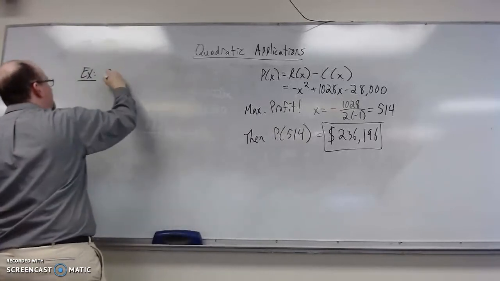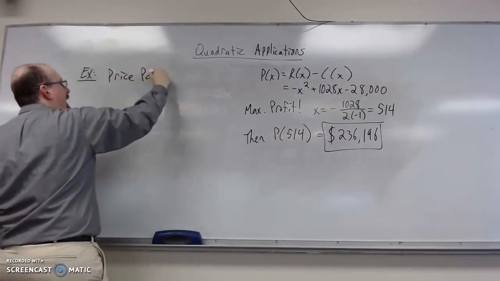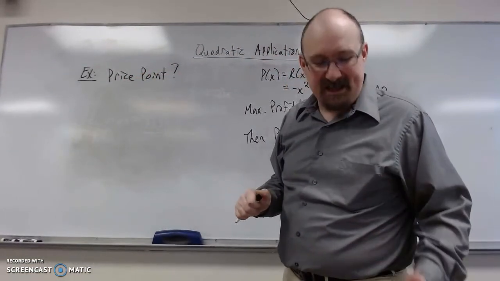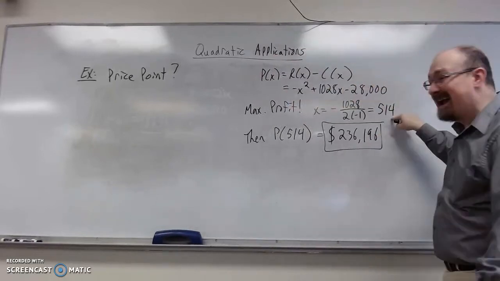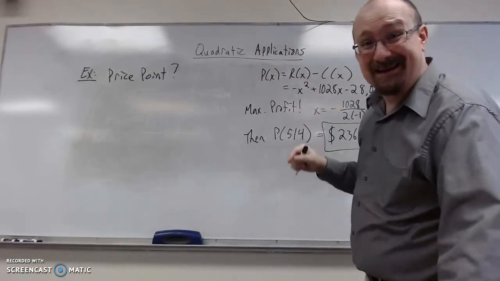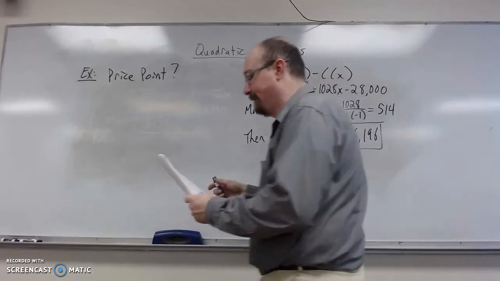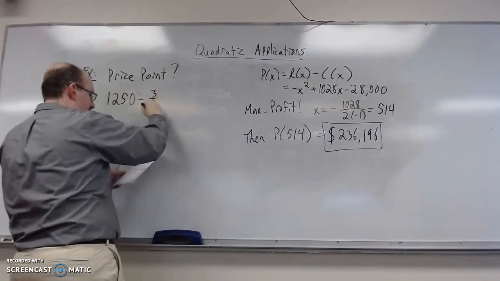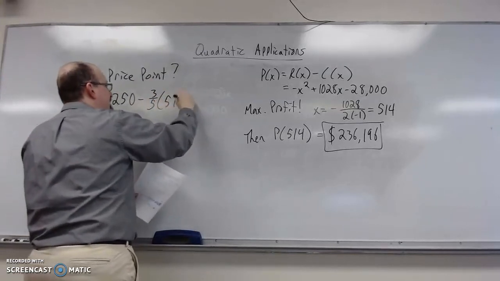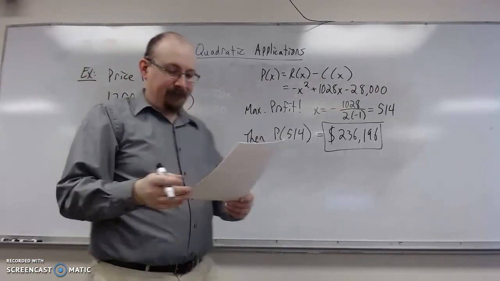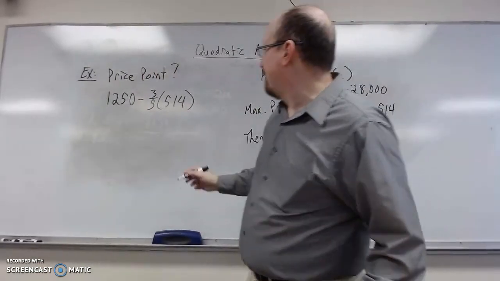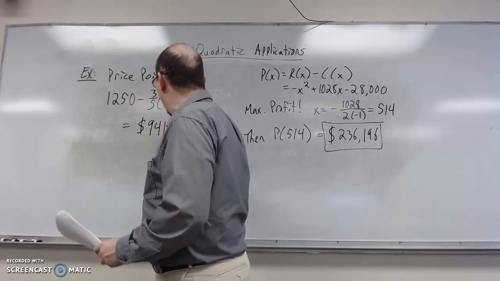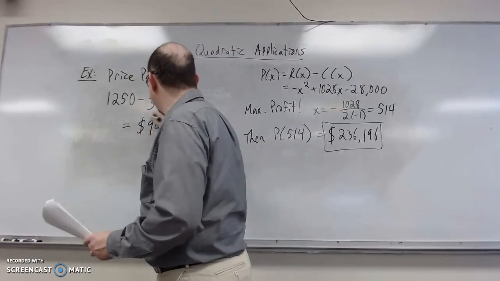So the last thing we're asked for is, what is the price point that actually produces that max profit? So we can basically take this 514 and plug it back into the price function that we were given in the first place. So 1250 minus 3/5 times 514. And when I work out the arithmetic there, that gives me a price point of $941.60.